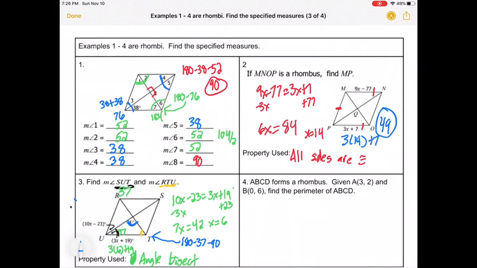Which would give us 53 for RTU. And we don't need to half that because we found this angle. So the whole thing is 106. So whenever you find the 53, you would be done. Okay, and then number 4.